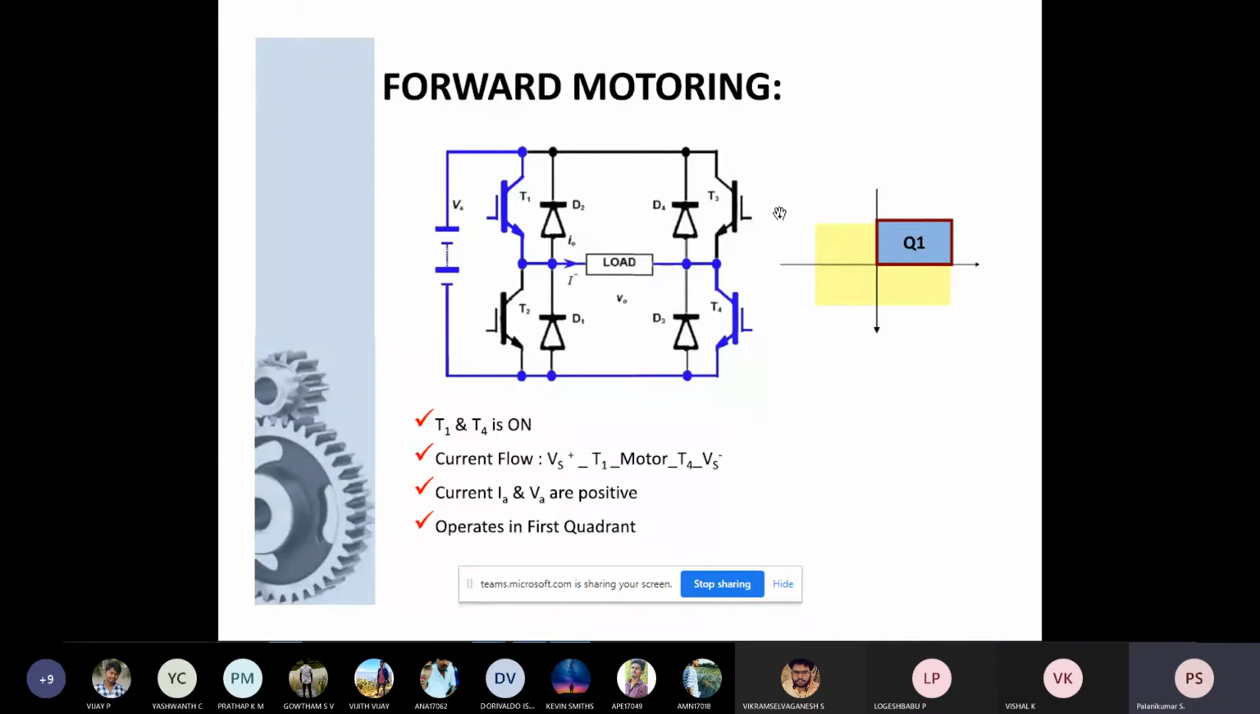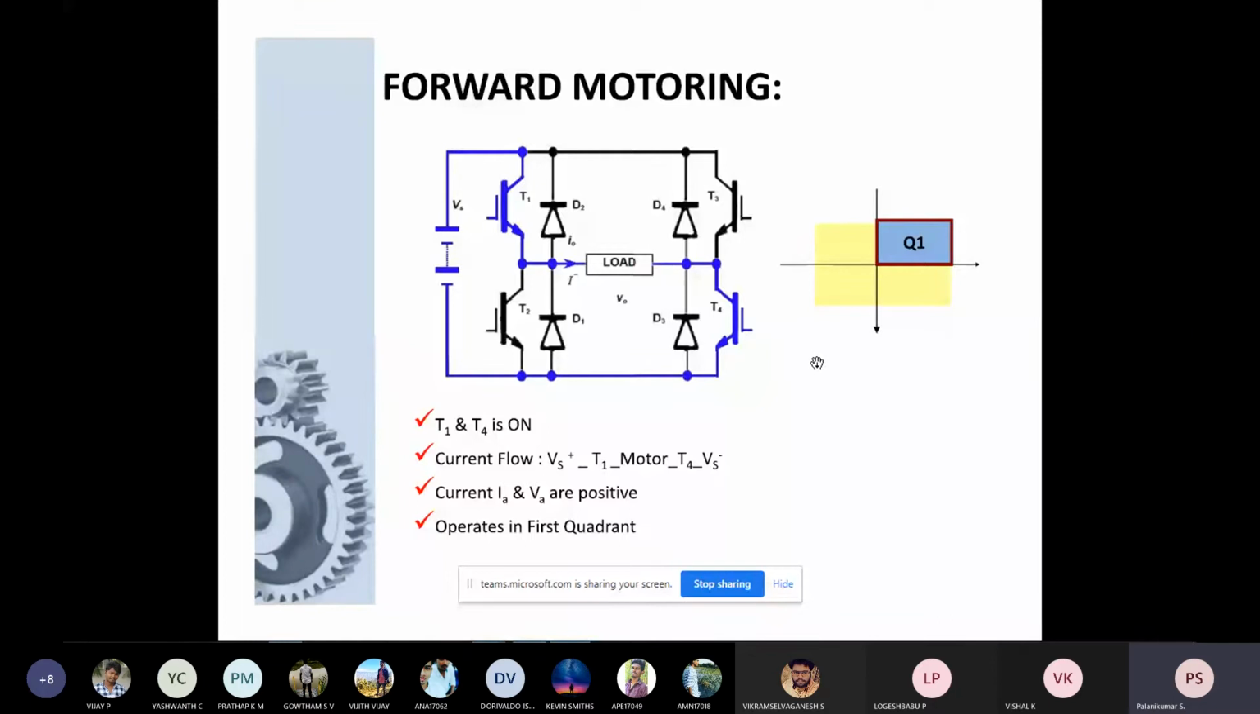T3 and T2 will be turned off; they will not be given any triggering signal. Only T1 and T4 will be given the triggering signal. Automatically, this is the route in which current is flowing. So in this case, both current and voltage are positive.